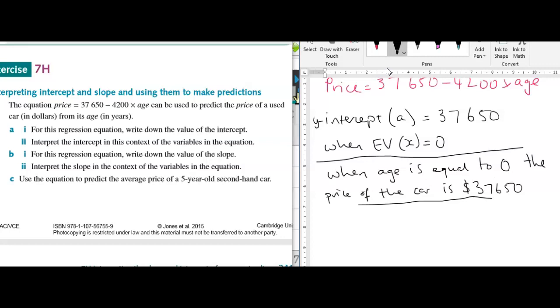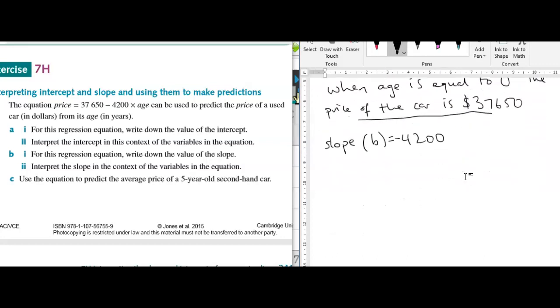To interpret your slope, which is the value of b in the equation, it is 4,200. Oops, it's negative 4,200. Sorry, forgot about that. That negative just means it's decreasing. When you have a negative b, it's decreasing. Just remember that. If it was positive b, it's increasing. So our slope is 4,200.